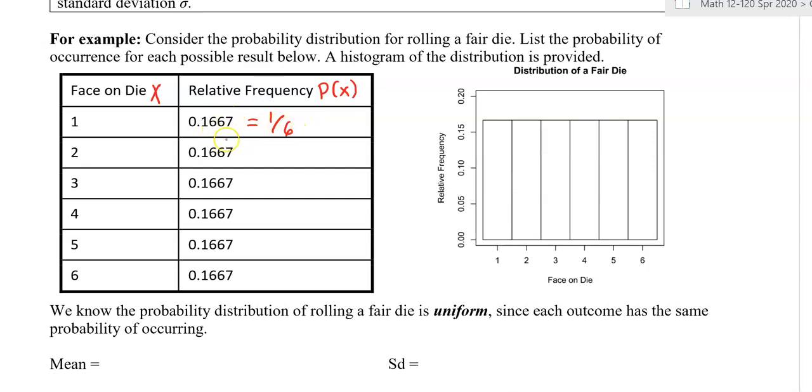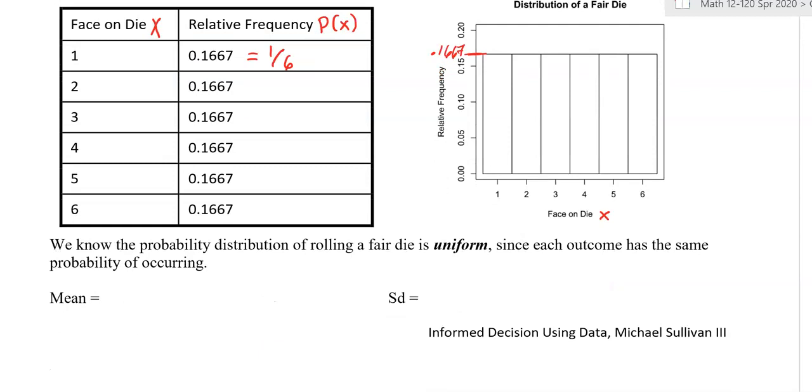All right, so since each outcome has the same probability of happening, once we graph it, it looks like a uniform distribution, because each outcome down here has the same probability of happening, which is about 0.1667. Right? So each face of the die is the value of x. So we have a uniform distribution because of the shape that emerges from it.